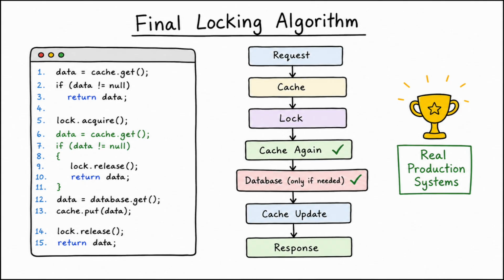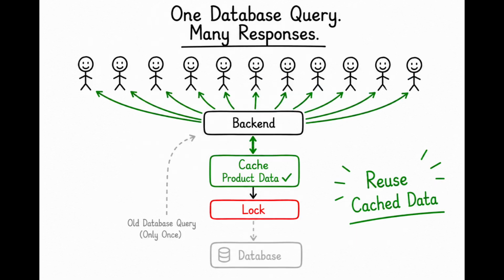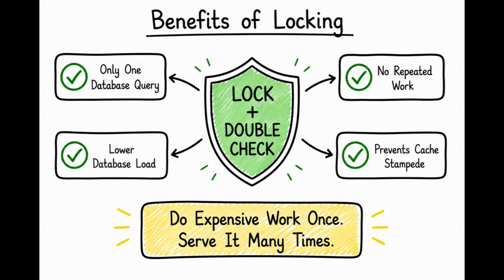Now think about what we achieved. Thousands of users requested the same data, but only one request rebuilt the cache. Every other request simply waited. The database performed the expensive work only once. And after the cache was updated, everyone received the same cached result. This dramatically reduces database load, prevents repeated work, and protects the system from cache stampede.